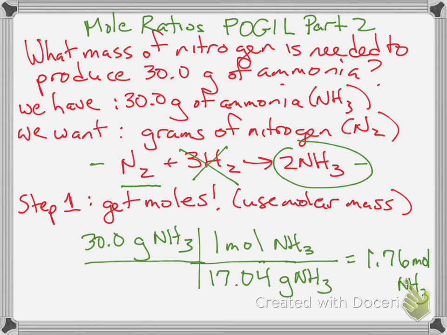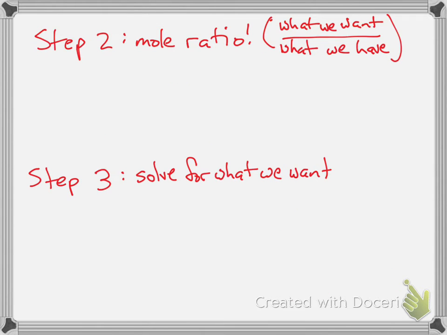Now that we have moles, we can use the mole ratios, and that's the whole idea. If we can figure out the number of moles of something, we can always relate it to the other things in the equation. We can't do that with masses because different substances have different masses, but 1 mole of anything contains the same number of particles. So now that we have moles, we have something we can work with.